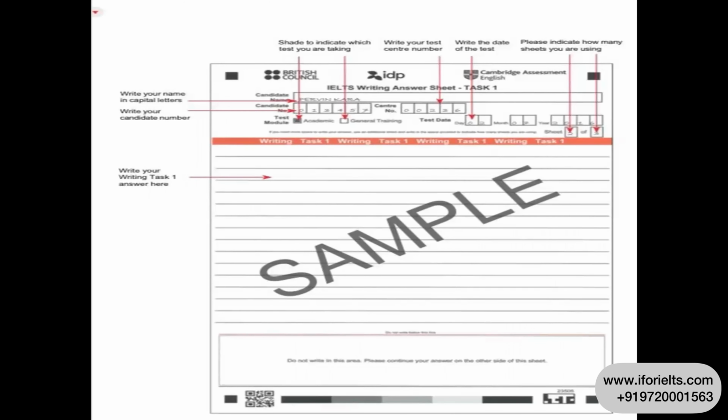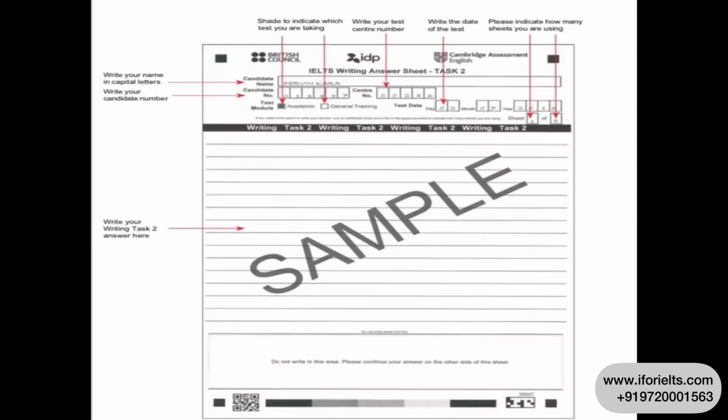These are the sample answer sheets when you opt for a paper-based test. So there are 2 different sheets for task 1 and task 2, and you cannot swap these 2 sheets. That means if there is a sheet meant for writing task 1, you have to write task 1 only. If it is meant for task 2, then you will write only task 2. Keep in mind.